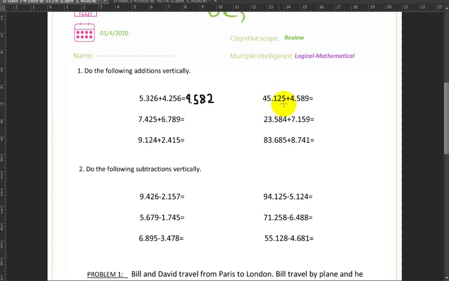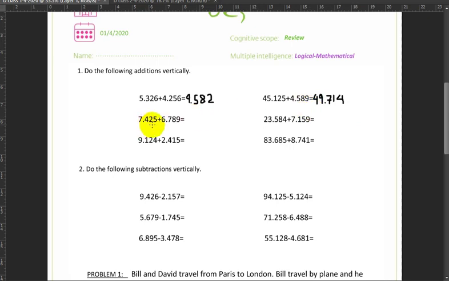Next up, we have 45,125 plus 4,589. 5 and 9 makes 14, so I'm going to write 4, carry 1. 8 and 2 makes 10, and 1 that I carried over makes 11, so I'm going to write 1, carry 1. 5 and 1 makes 6, plus 1 that I carried over makes 7. 4 and 5 makes 9. 4 and nothing makes 4. So here we have 49,714.